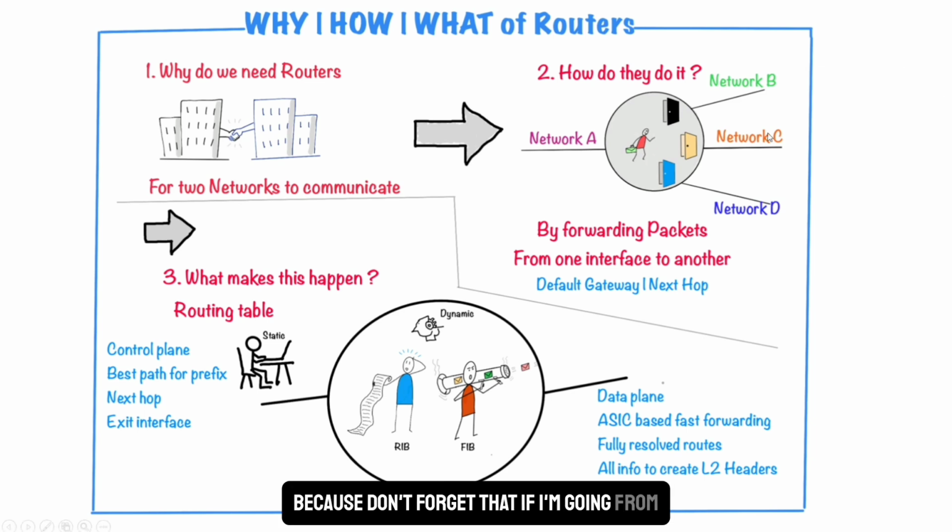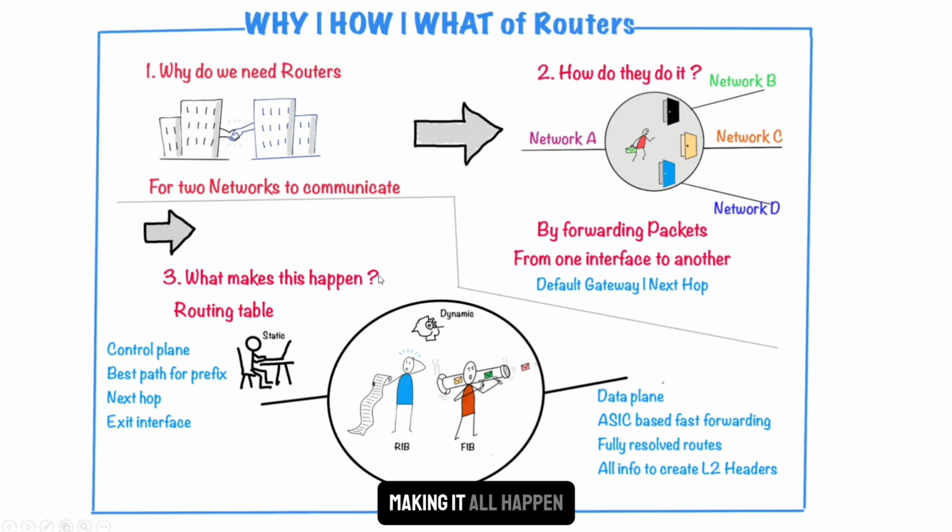Because don't forget that if I'm going from here to the next segment, in order to send that packet out, I also need the MAC. I need the MAC of the leaving interface and also the MAC of the going interface. Think of them as teamwork. One is the control plane, the other one is the data plane. One is responsible for knowing where to go, the other one quickly forwards it. These are the two people sitting inside your router and making it all happen.